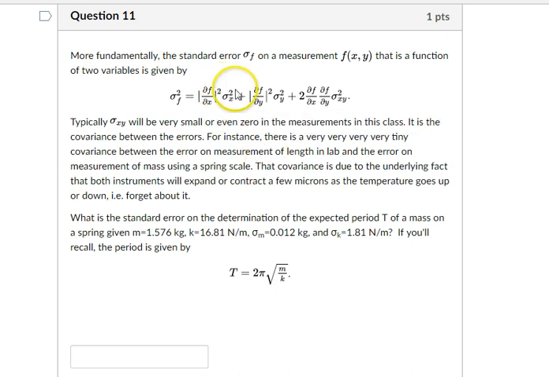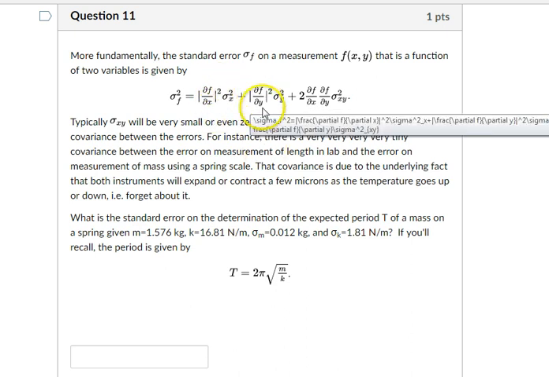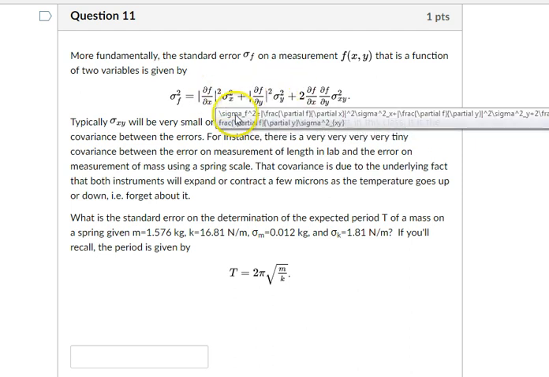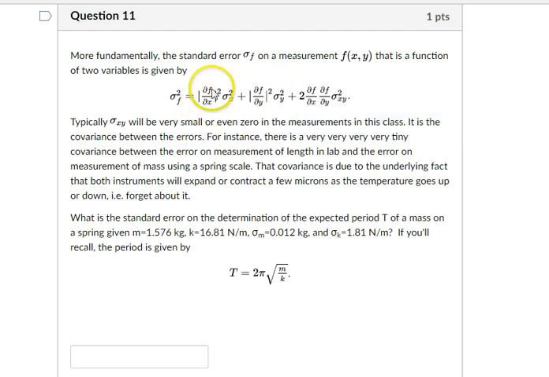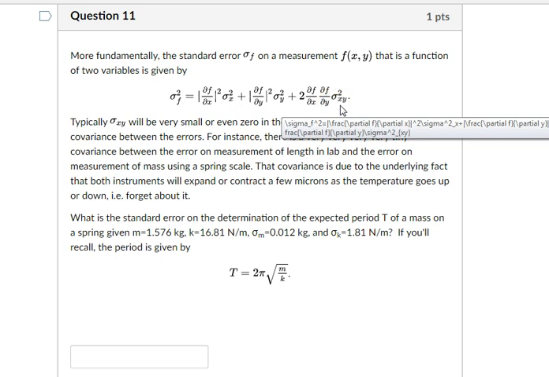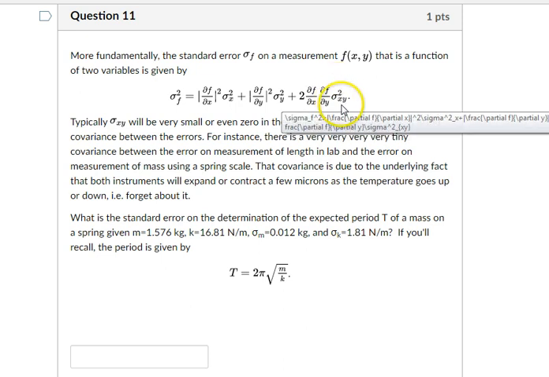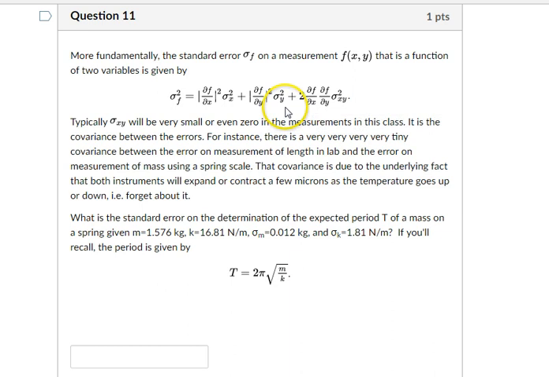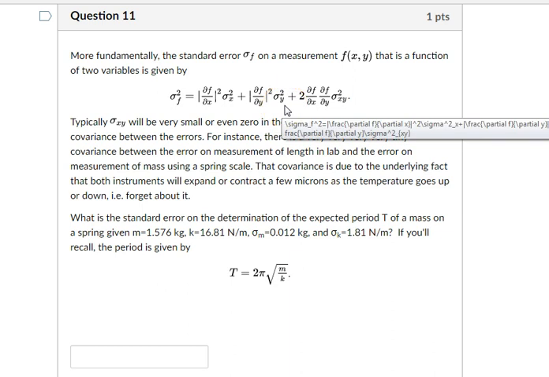Sigma x squared plus partial f with respect to y squared, sigma y squared, so you have the error on x times a partial of f with respect to x, both of those squared. The same thing for y. Out here is the third term. In this third term, we are typically going to just say it's 0, but we're going to say sigma xy squared is 0, i.e. the error on x and the error on y are completely unrelated.